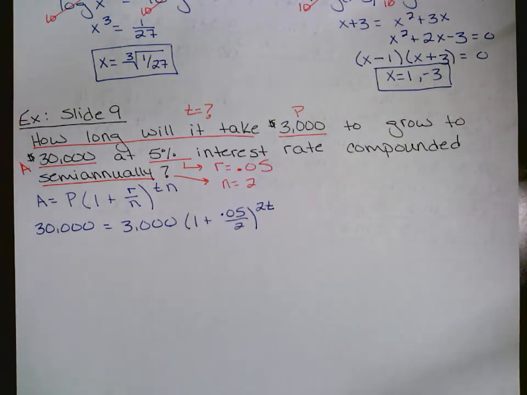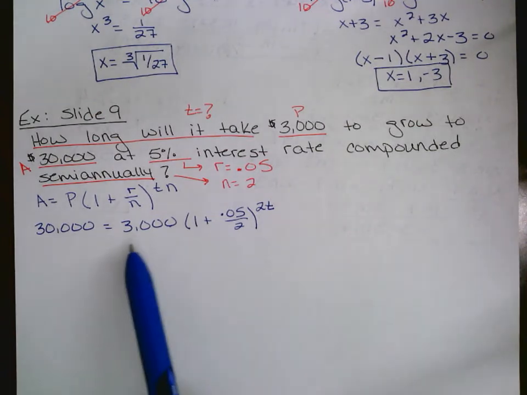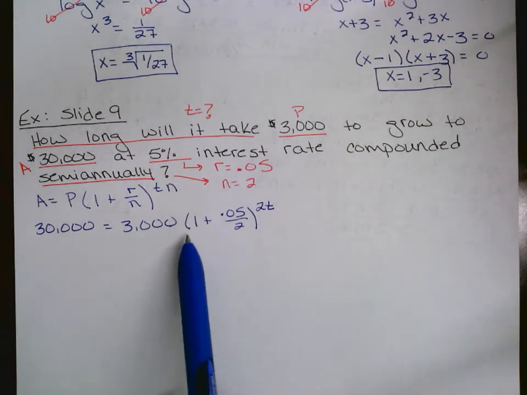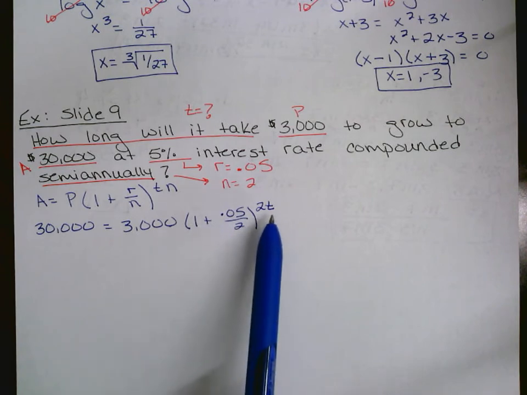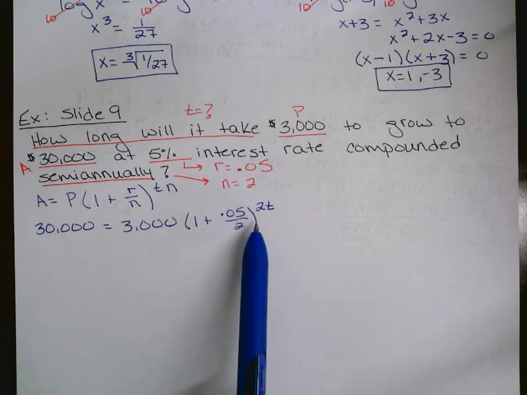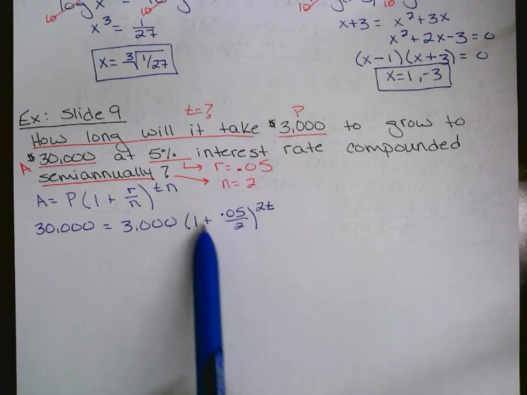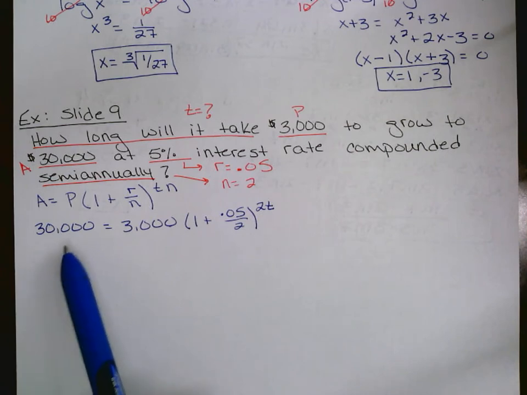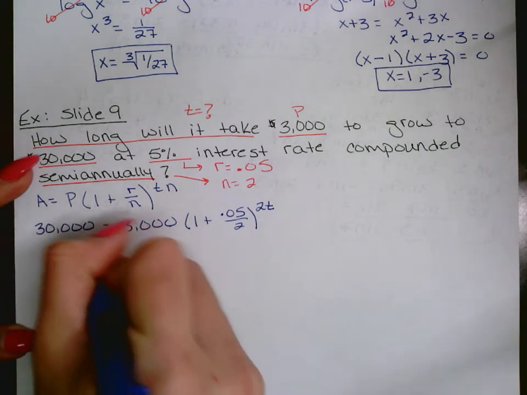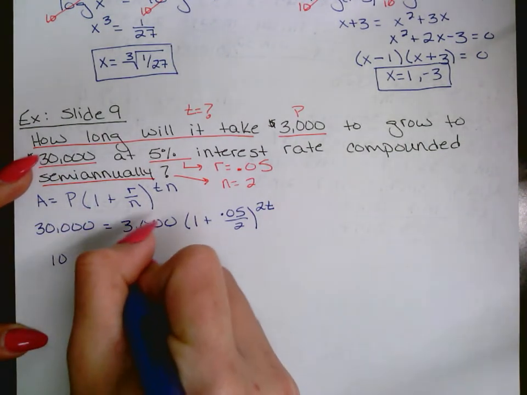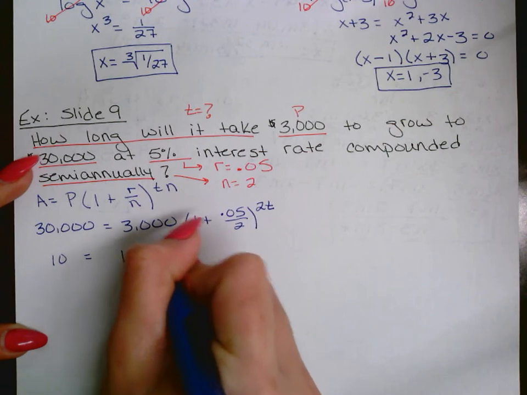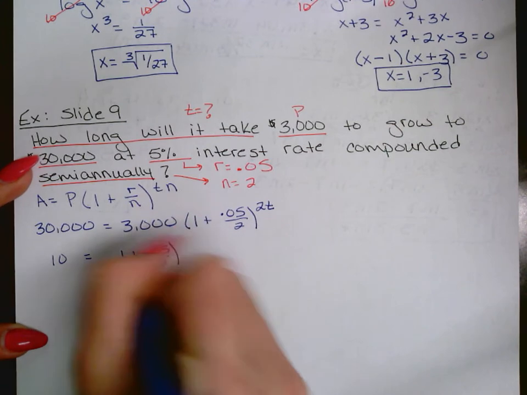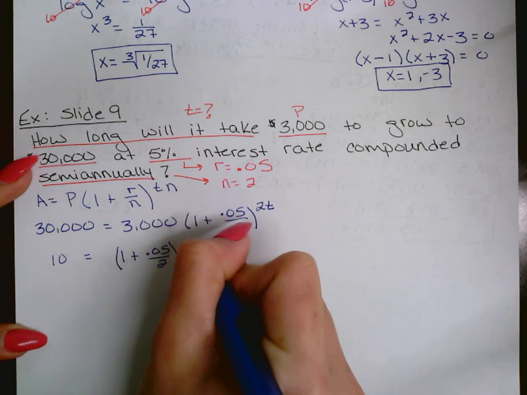Okay? So once I fill out that equation, on my right side, I have 3,000 times a base that is still stuck with an exponent of t. So what I want to start doing to get t by itself is get this base by itself. So I'm going to divide the 3,000 over. What is 30,000 divided by 3,000? 10. So I could say 10 equals 1 plus 0.05 over 2 raised to 2t.